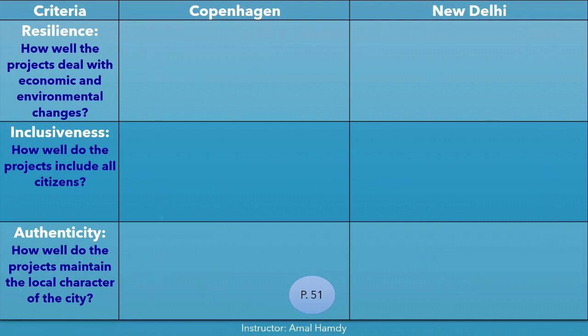Okay, number 1 we have resilience, or how well the projects deal with economic and environmental changes, the adaptability or the flexibility of the city. And then inclusiveness, how well do the projects include all citizens? Okay, as we have said, inclusiveness means that all citizens should be included. And lastly, authenticity, how well do the projects maintain the local character of the city? The local character is of course related to how authentic the city seems. So you are going to listen to the tracks and fill in this table.